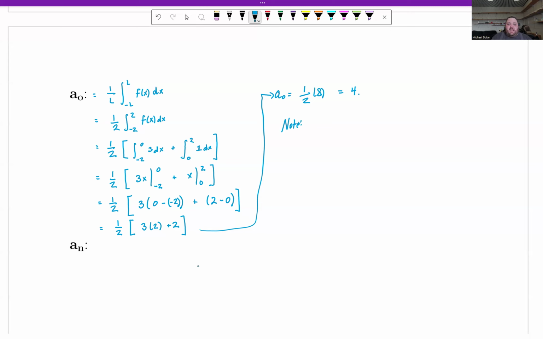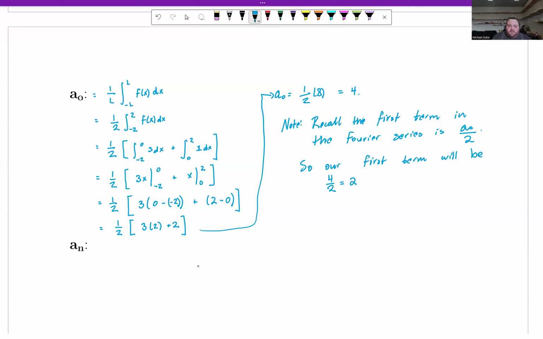Okay, note, we want to remember that, recall, the first term in the Fourier series is a naught by 2. So our first term will be 4 by 2, which equals 2.